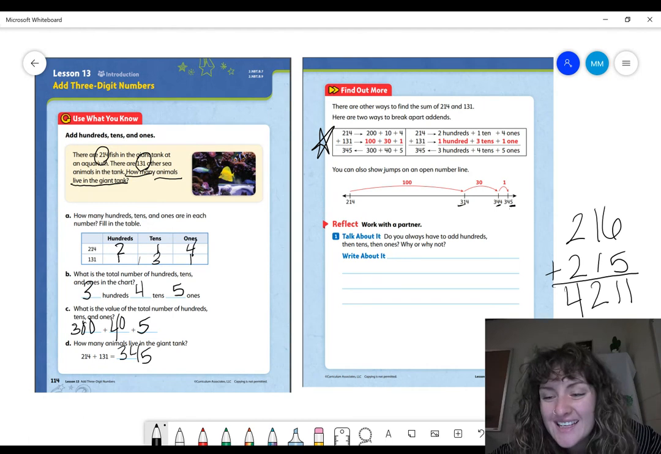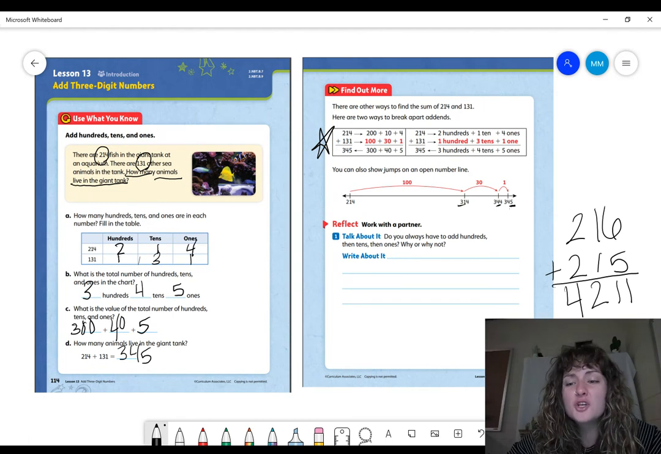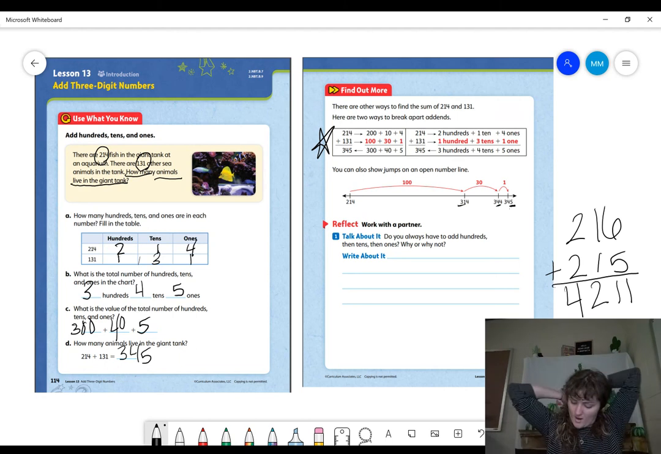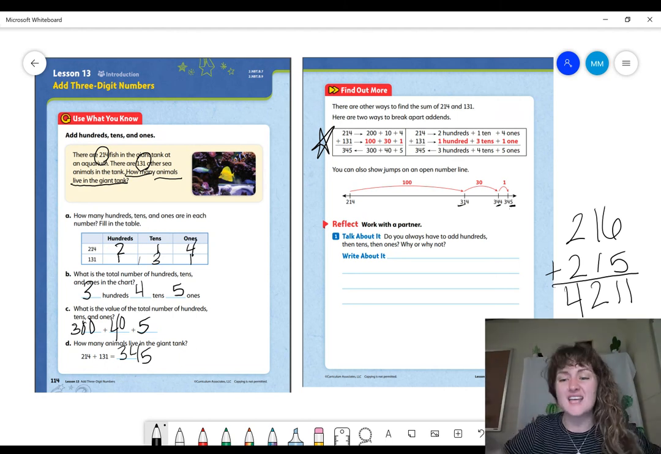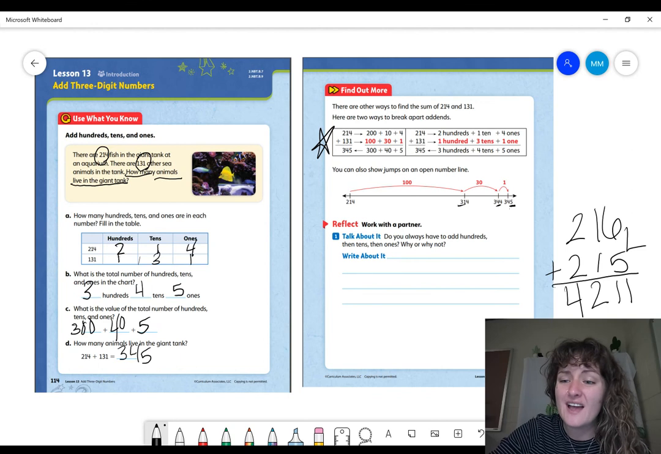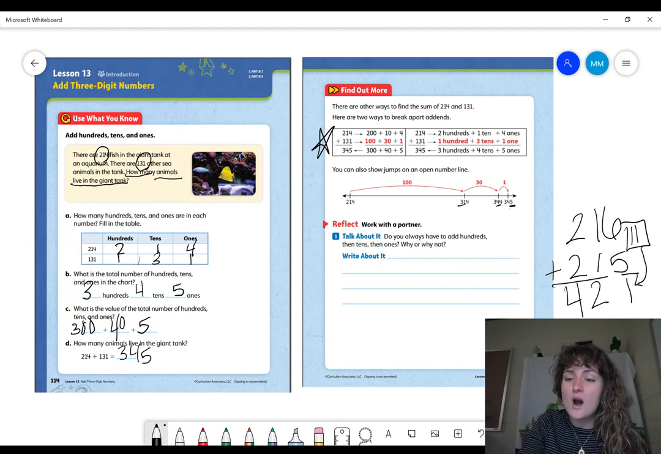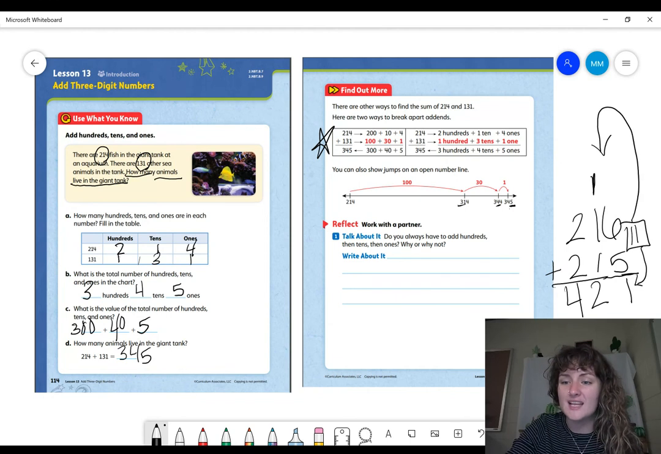Uh-oh. Can I have 11 ones in the ones place? I can't. So what do I have to do when I have too many ones in the ones place? My ones like to hang out with my ones, but I have too many. I have a 10 in my ones place. So in 11, I have 1 one, but I also have 1 ten. So my ones hang out with my ones and my tens hang out with my tens.